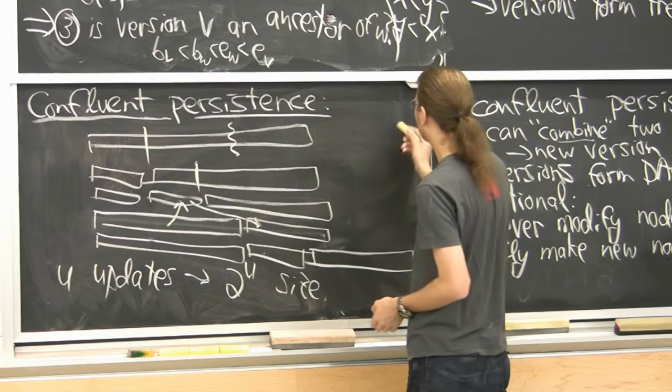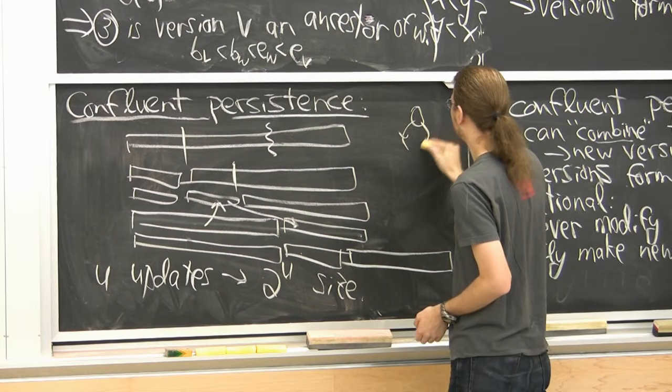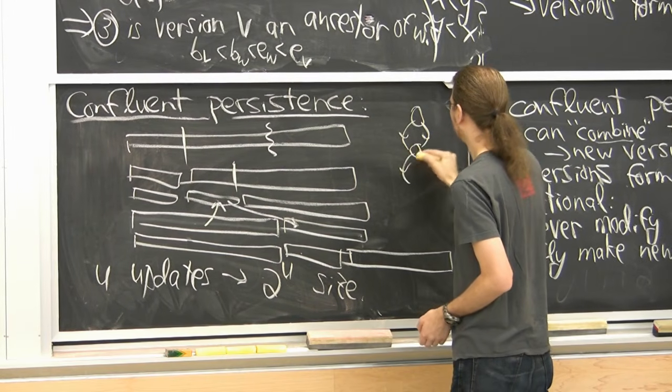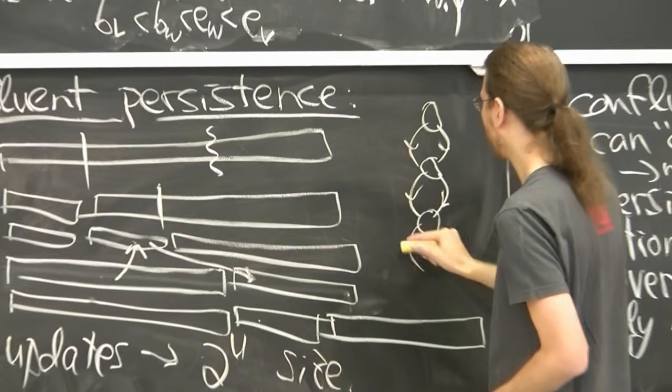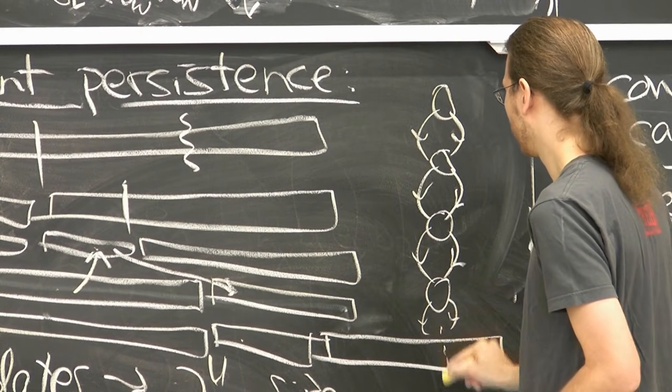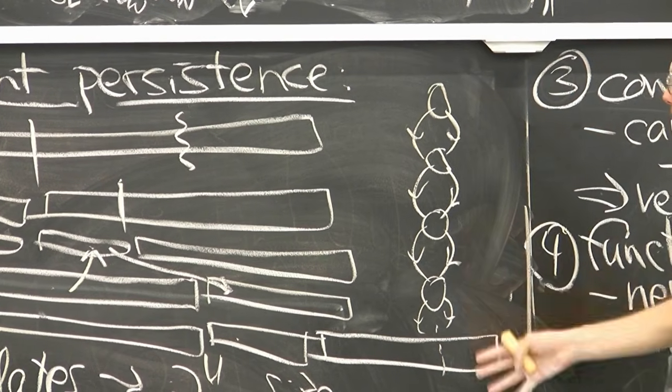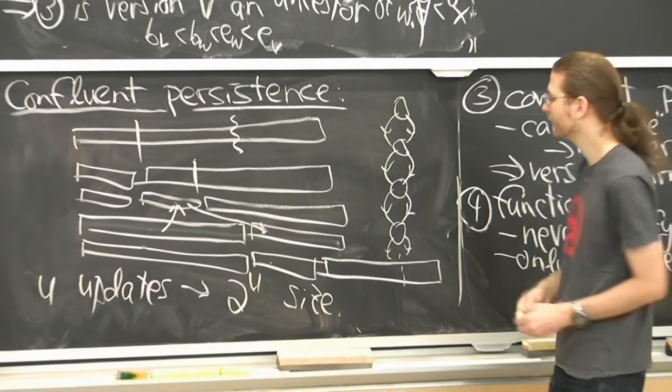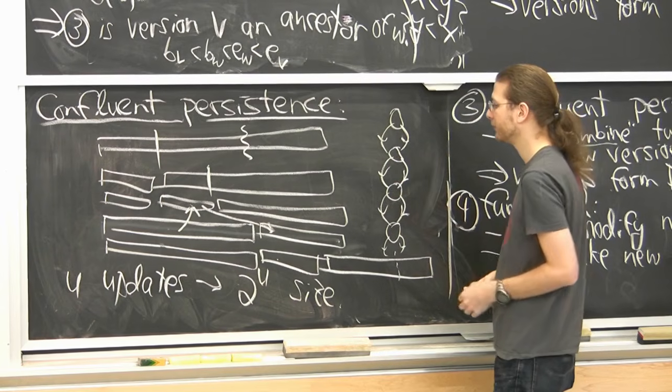In that case, the version DAG, just for reference, looks like this. You're taking the same version, combining it. So here I'm assuming I have a concatenate operation. And so the effect here, every time I do this, I double the size.